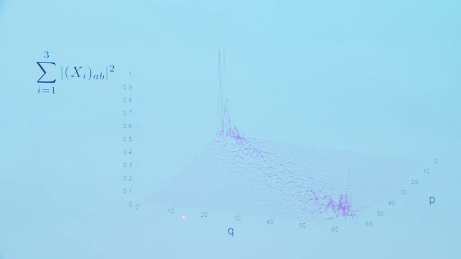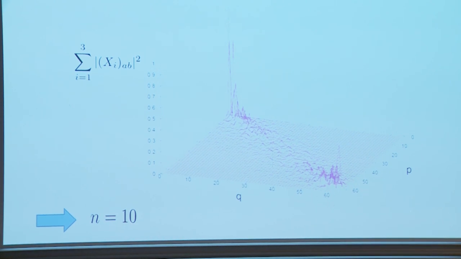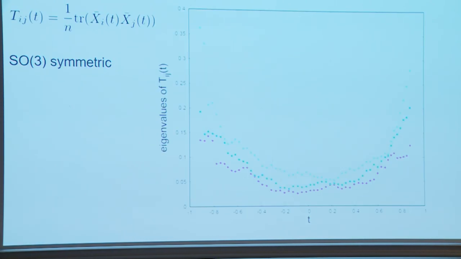This is a matrix, this is a column, the row and column of matrices. So you see the band diagonal structure here. We determine the width of the band to be 10 in this case.